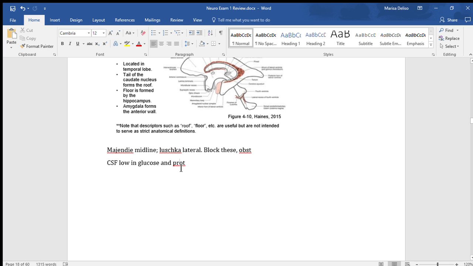Anytime you see protein in the CSF, you have a problem. Anytime you see WBCs in the CSF, you have a problem. Anytime you see RBCs in the CSF, you have a problem. So protein, WBCs, RBCs, bad. Your spinal tap should be nice and clear, no problem.